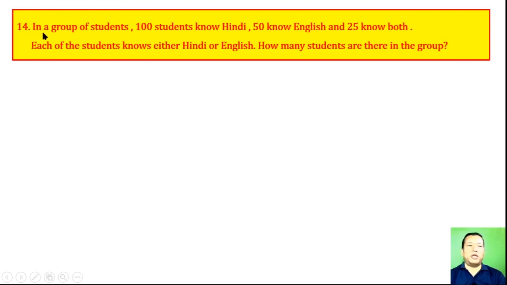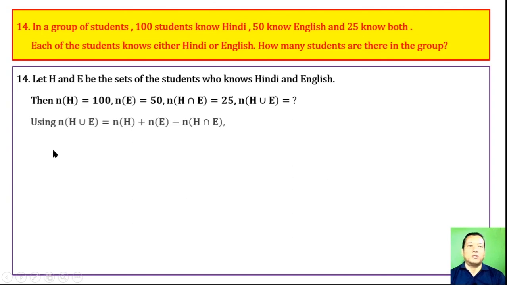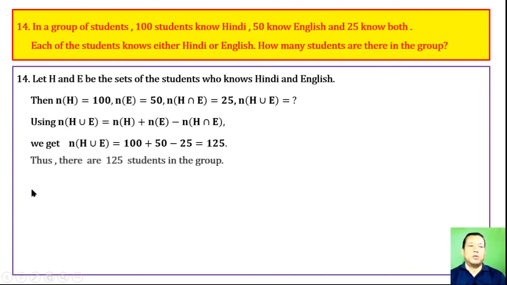For question number 14, in a group of students, 100 students know Hindi, 50 know English, and 25 know both. Each of the students knows either Hindi or English. Find how many students are there in the group. Let H and E be the sets of students who know Hindi and English. Then n(H) is 100, n(E) is 50, n(H intersection E) is 25, and we need n(H union E). Using the formula and putting in the respective values, we get 125. Thus, there are 125 students in the group.